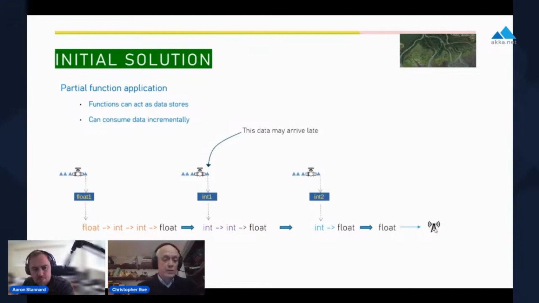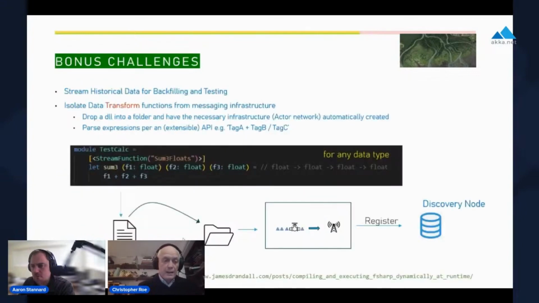So I'm using functions as data stores. There are other ways of doing it, but this allows me to have different data types coming into the same store, as it were, and also to incrementally gather them over time. So that was my initial challenge.